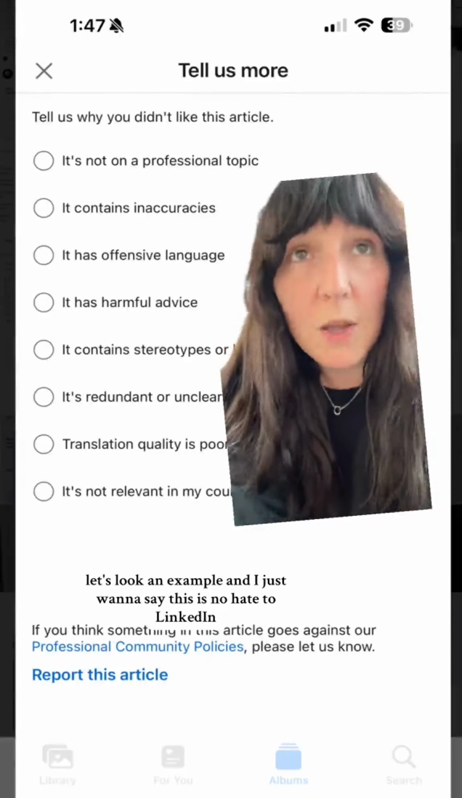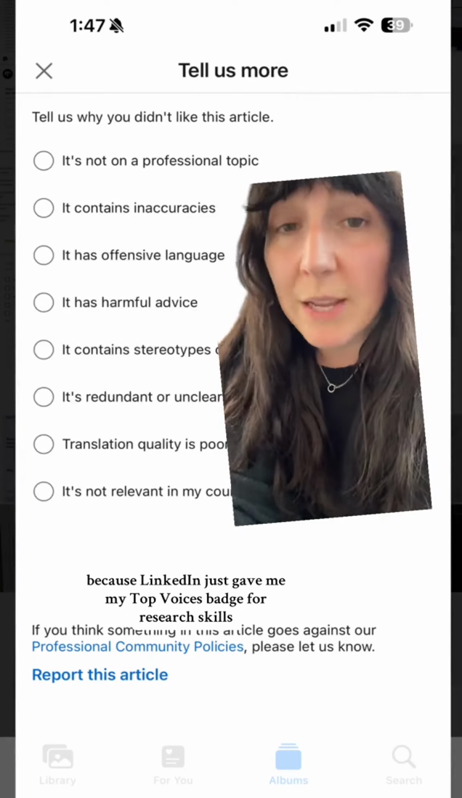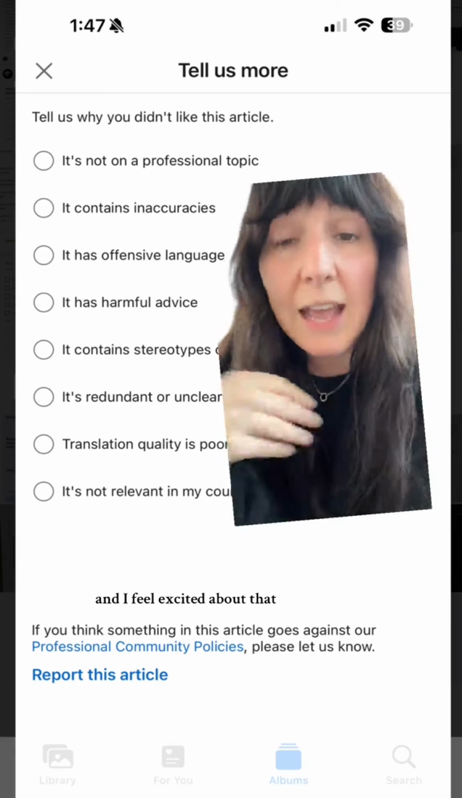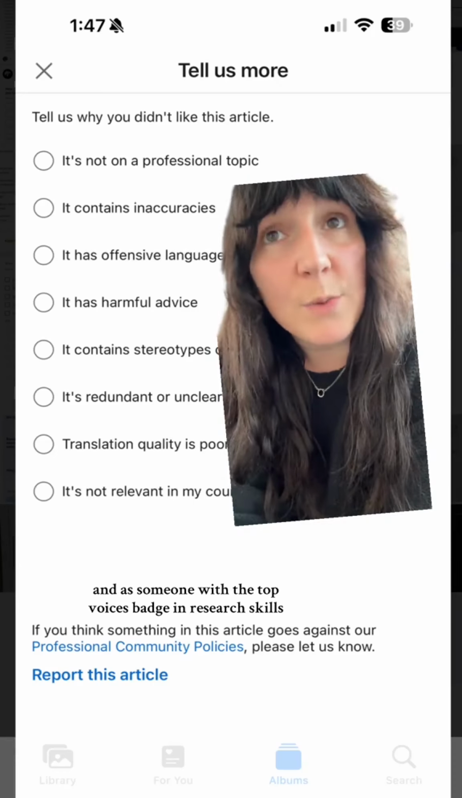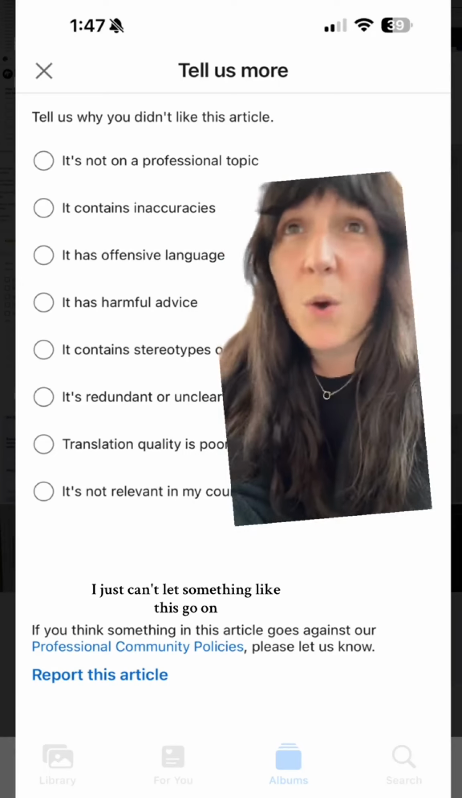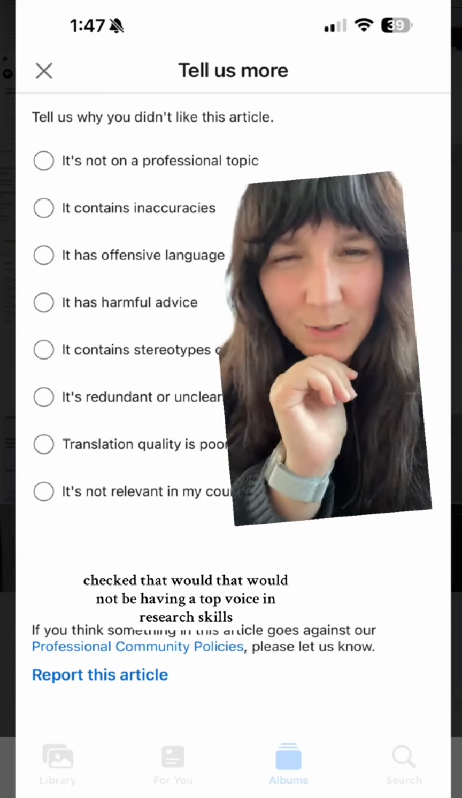Let's look at an example, and I just want to say this is no hate to LinkedIn, because LinkedIn just gave me my top voices badge for research skills, and I feel excited about that. And as someone with the top voices badge in research skills, I just can't let something like this go unchecked. That would not be having a top voice in research skills.